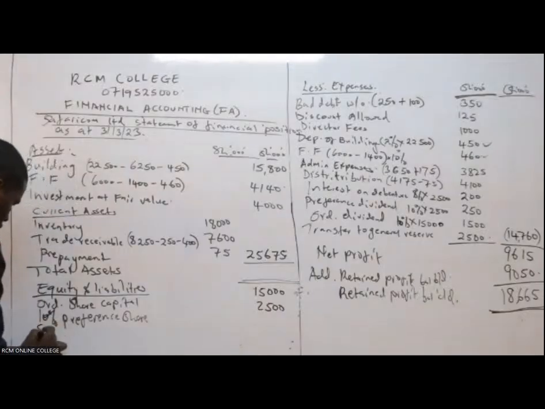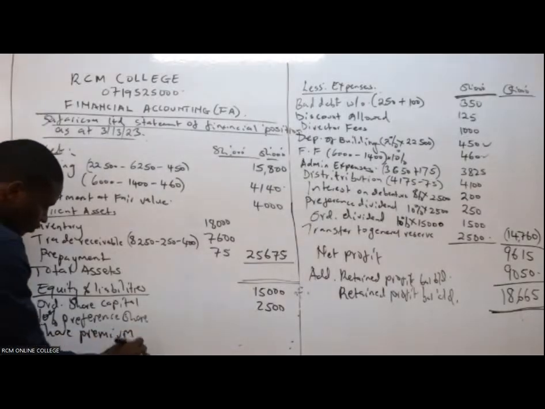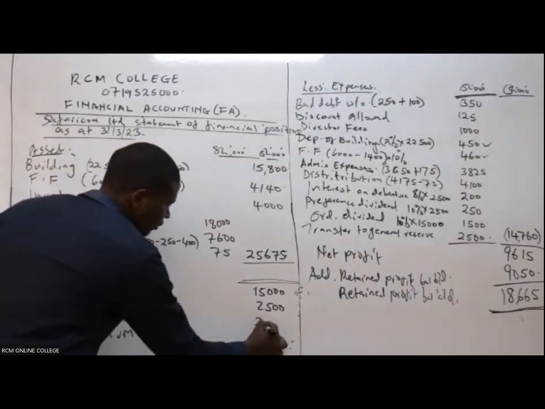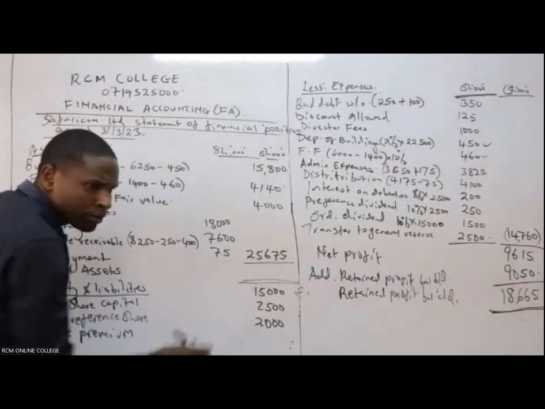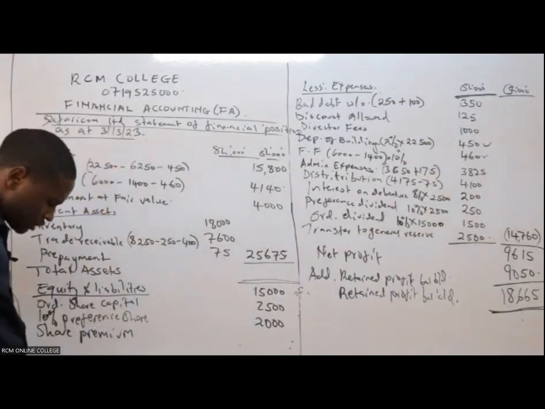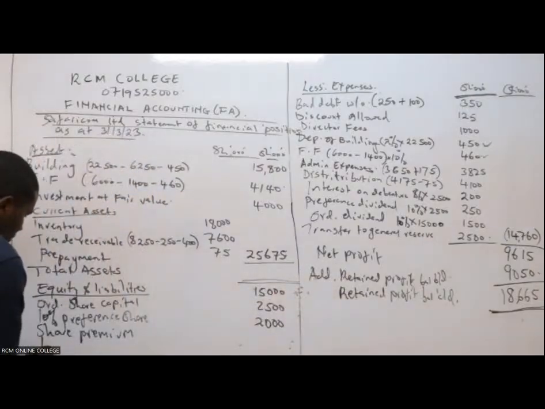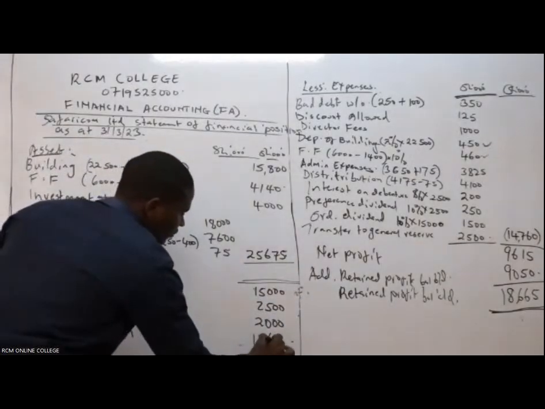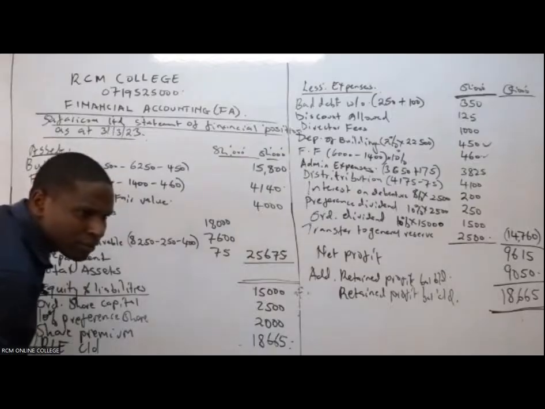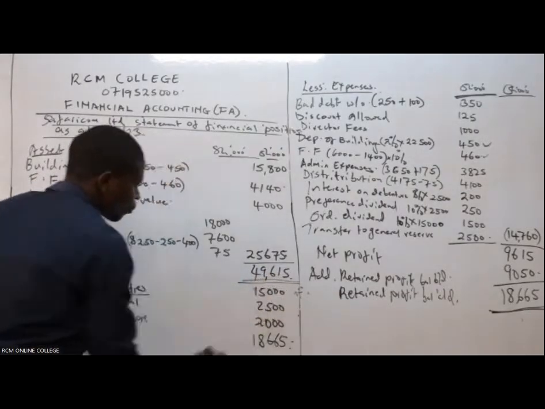Share premium was 2,000. For the interest of time, 2,000. It was just above there. Share premium. Then we had retained earnings, the one carried down. Retained earnings carried down is 18,665. That gives 49,615. We are almost there.